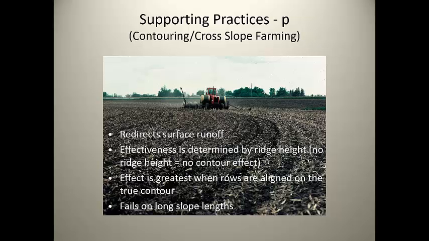As a side note, the effectiveness of contouring or cross-sloping is really increased when slopes are between 4 and 10%. So anything less than 4%, you don't really have a big advantage in terms of reduction in soil loss.